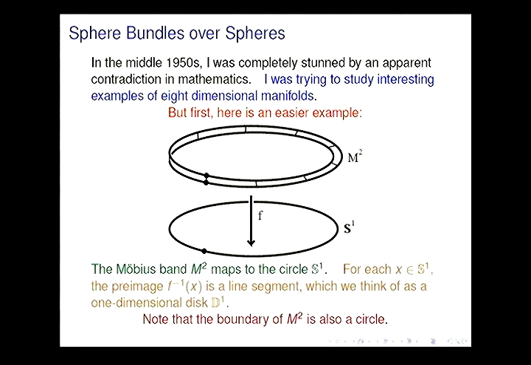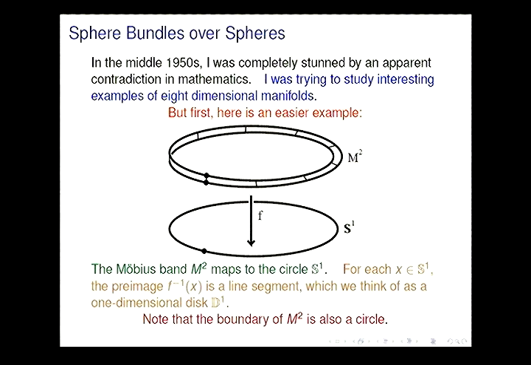Now, one important point to notice is that the boundary of a Möbius band is a circle. If you start here and go around, you come around, and if you go around twice, you get back to where you started. So the boundary is also a circle.